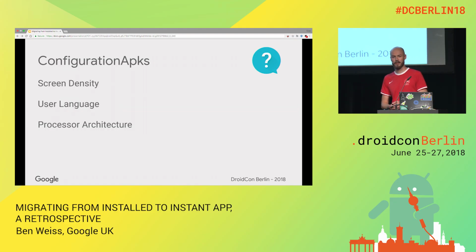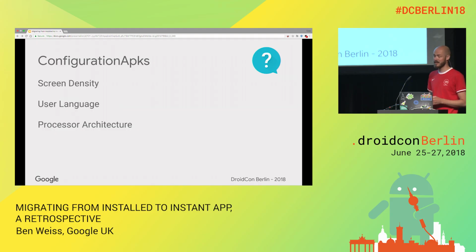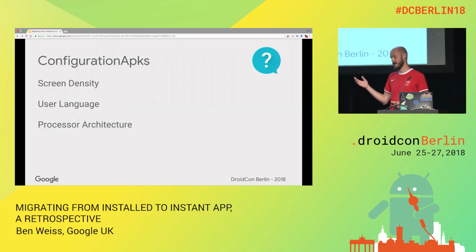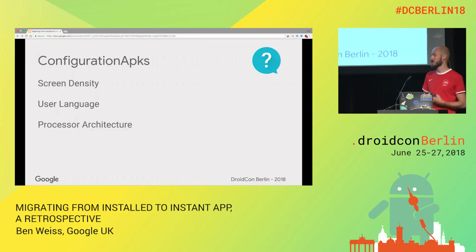Has anybody been dealing with multi-APKs? OK, then just forget multi-APKs for this reason and for another reason that I'm going to show you in a moment. So there's the configuration APKs API, which allows you to split the APK that's being created by screen density, user language, or the processor architecture.